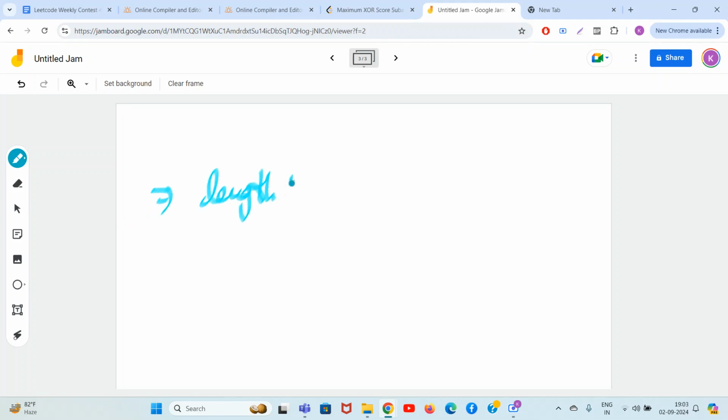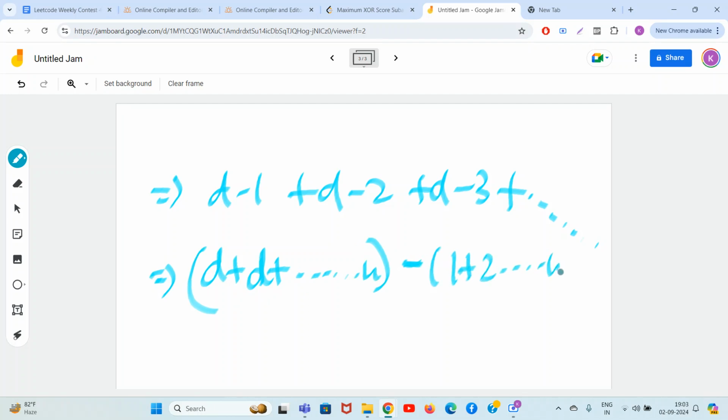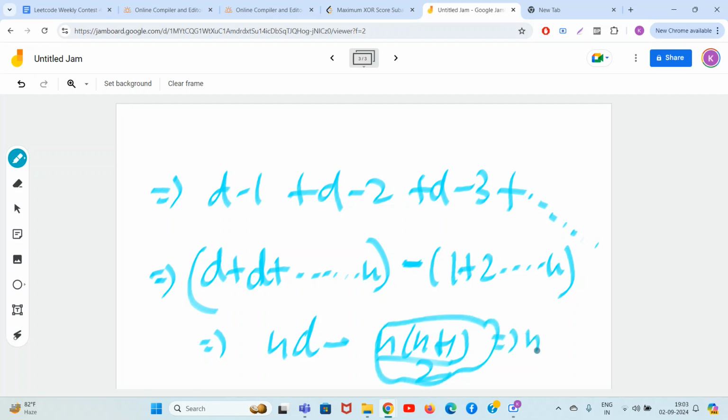Let's call the length d. So d plus d minus 1 plus d minus 2 plus d minus 3 plus, and so on. If you separate all of these, in the worst case it can be n times, n plus n minus 1 plus 2 plus, n times. So in the worst case, time complexity is not good. Okay, it's n into n plus 1 by 2. You can assume this to be n square, something like this.